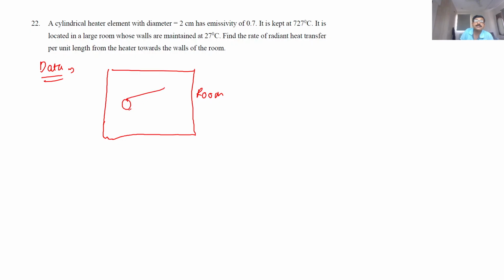And inside this there is a cylindrical heater element, because they have mentioned here it is a cylindrical heater element with diameter 2 cm. What is the diameter of that? 2 cm. So what is the value in meter? 0.02 meter.